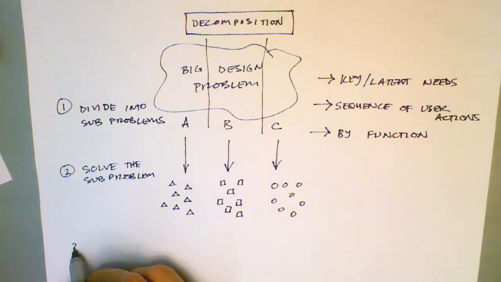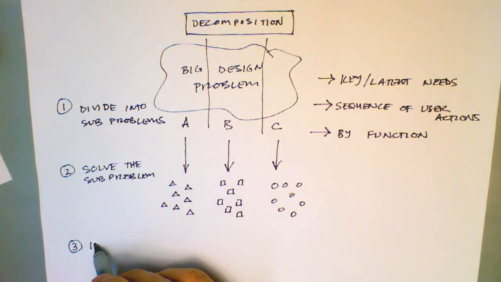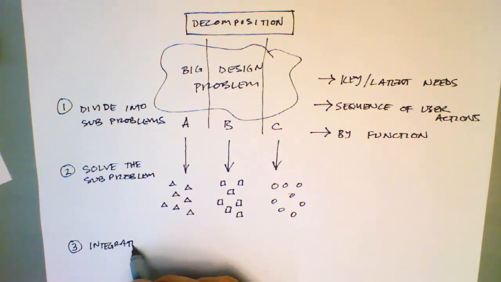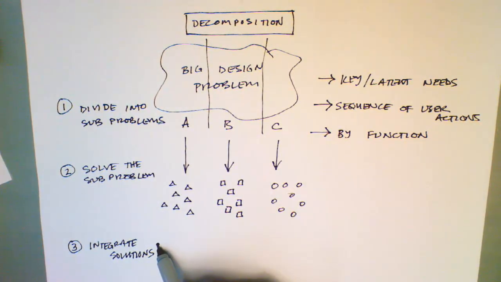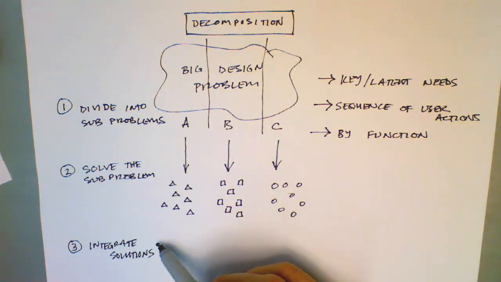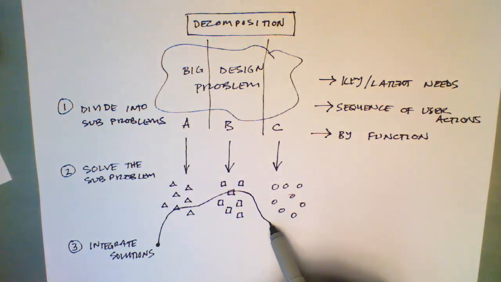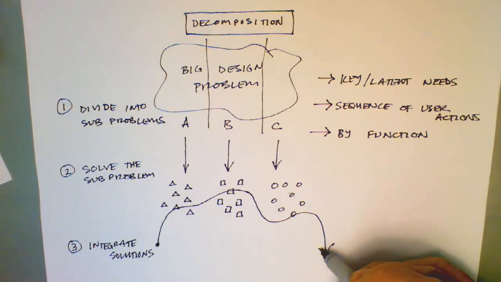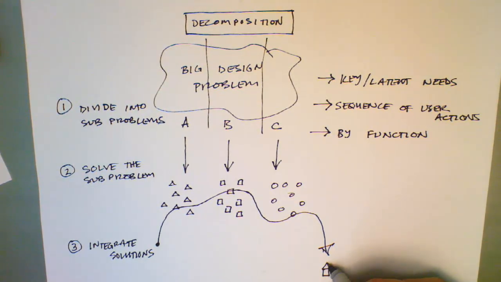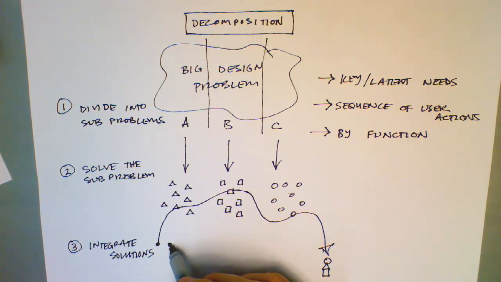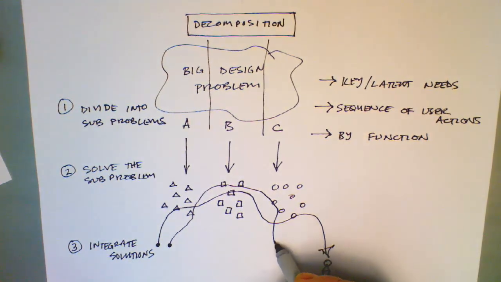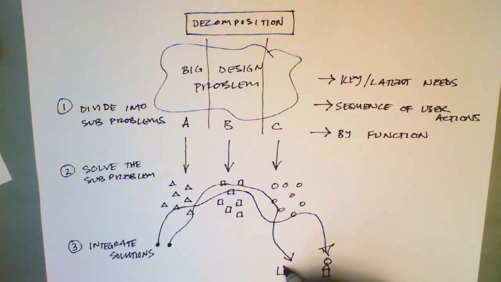And then the third step is you integrate solutions. Basically this is like choosing from a sandwich menu. You're going to take one from A, one from B, one from C, and integrate them into an overall solution concept. And you can take another one from A, another one from B, another one from C, and you get some additional solution concept.